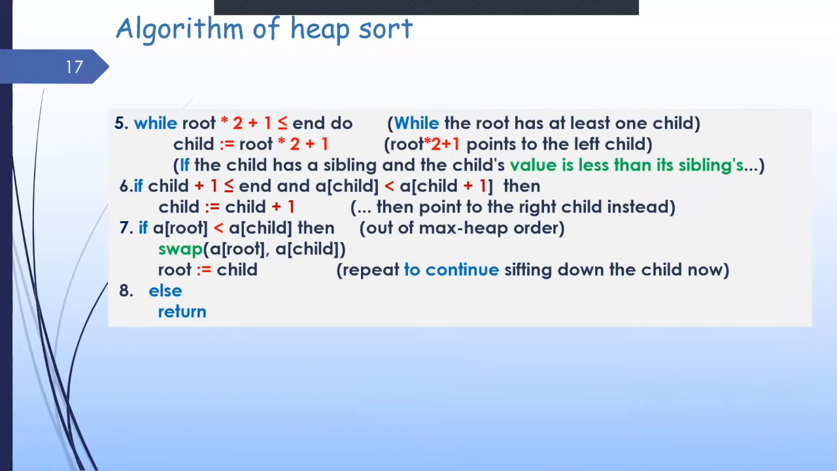Now, while root times 2 plus 1 is less than or equal to end, then set child is equal to root times 2 plus 1, that points to the left child, and check if child plus 1 is less than or equal to end and left child is less than right child, then set child is equal to child plus 1, and check if root is less than the child, then swap root and child and set root is equal to child, else return.